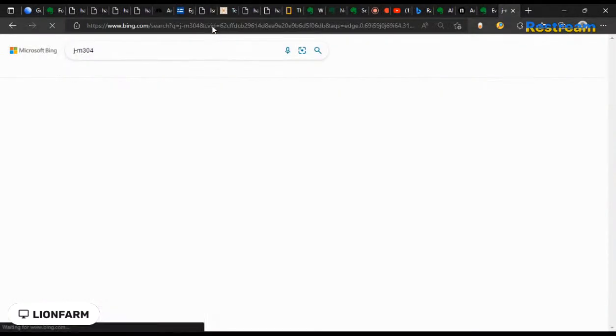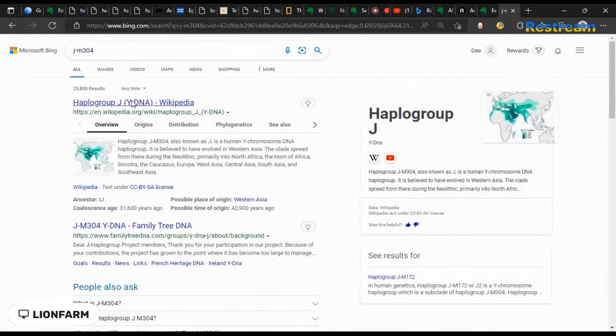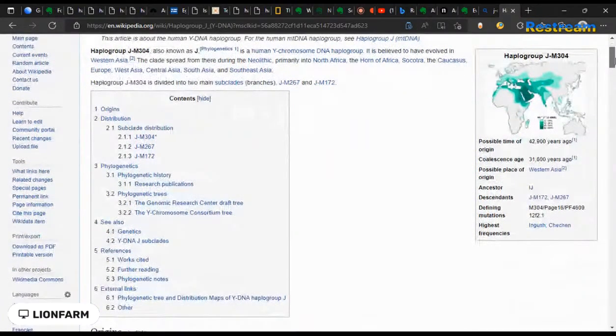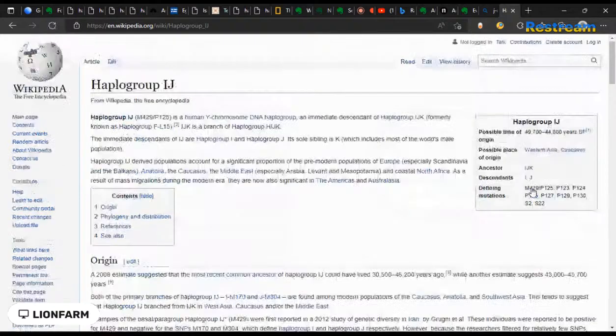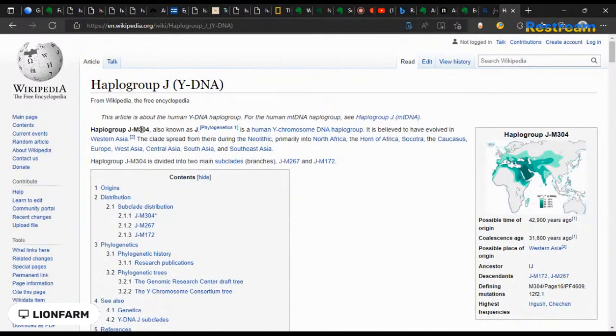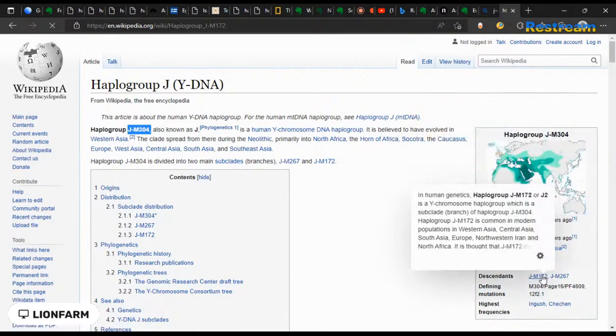J-M304 is important to remember. Why? Because that's going to be the root of all your J's. So it's basically saying the root of all your J's start in the Caucasus. How do we know? Because what makes that is IJK. I mean IJ, obviously coming from IJK. But IJ makes your root J, which is J-M304. So that's your root J. That makes obviously your J1 and J2.